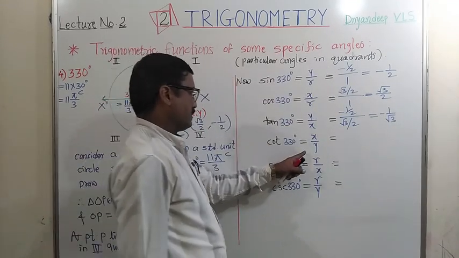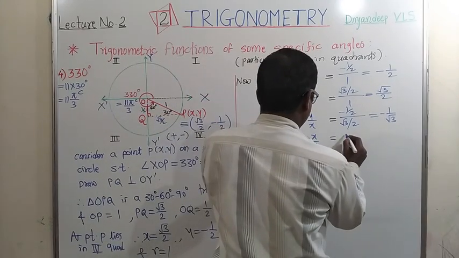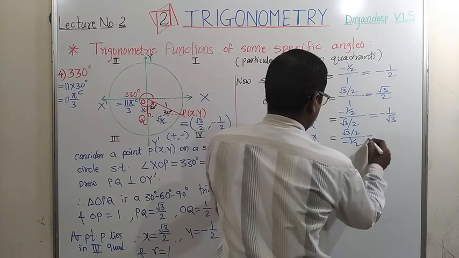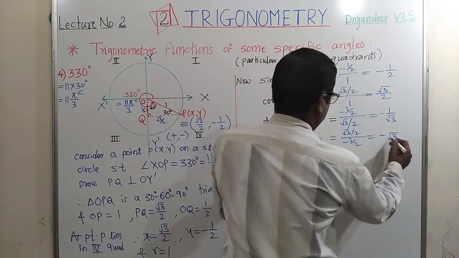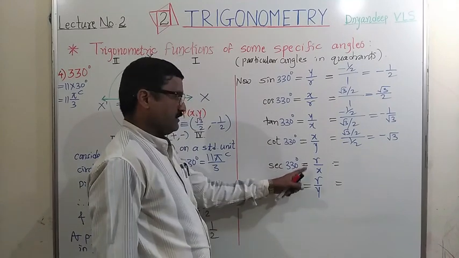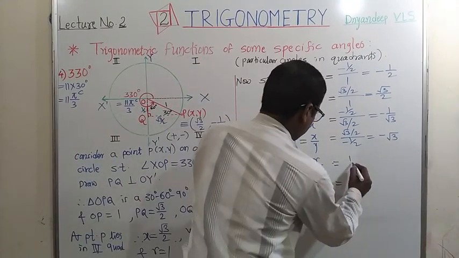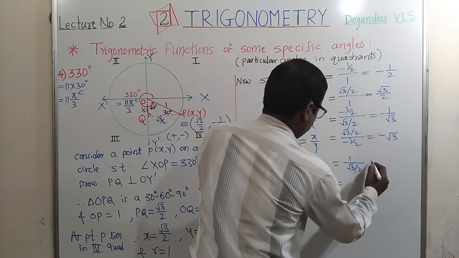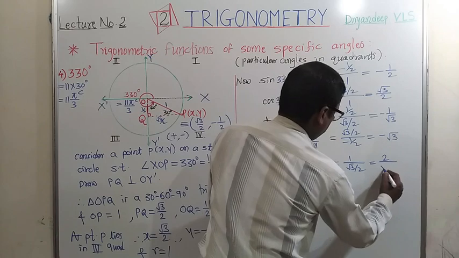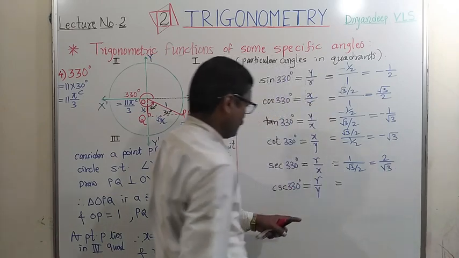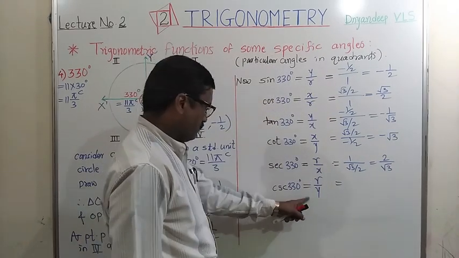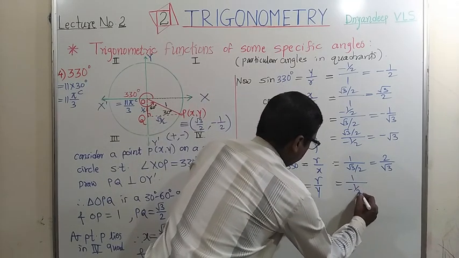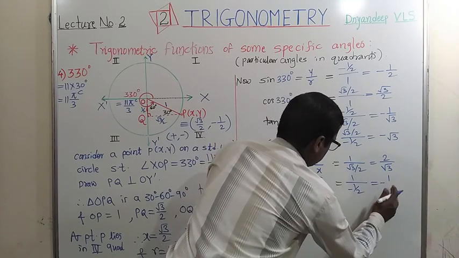Cot 330 is x upon y, x is root 3 upon 2 and y is negative half, so it is equal to minus root 3. Sec 330 is equal to r upon x, r is 1, x is root 3 upon 2 which is positive, so we get the answer 2 upon root 3. Last one, cosec 330 equals r upon y, r is 1 and y is negative half, so it is equal to minus 2.